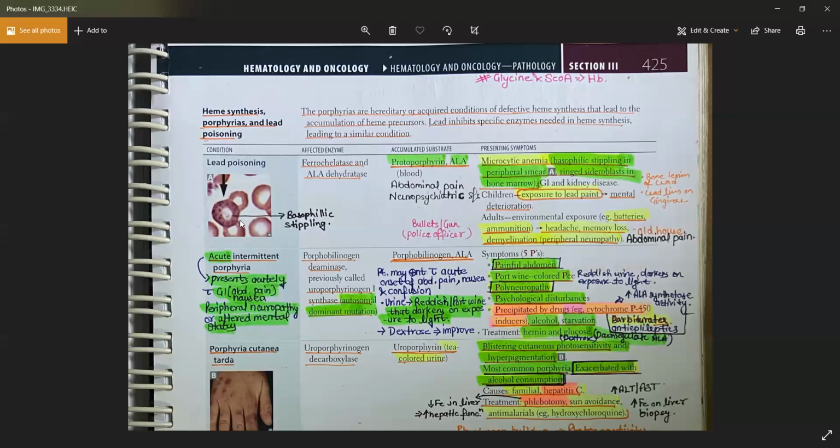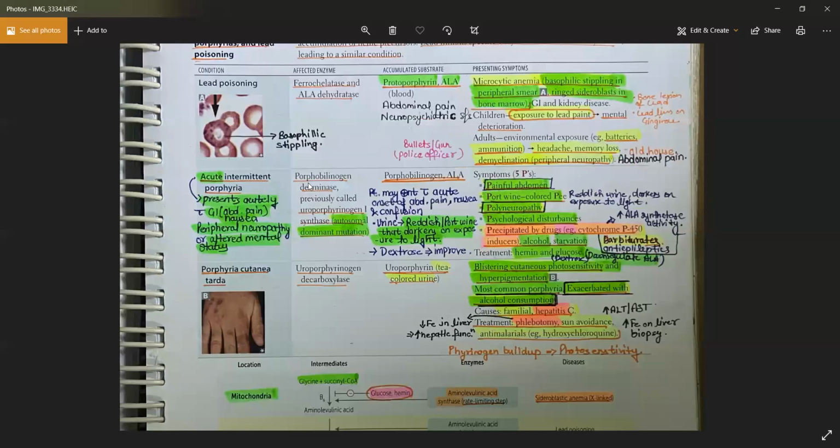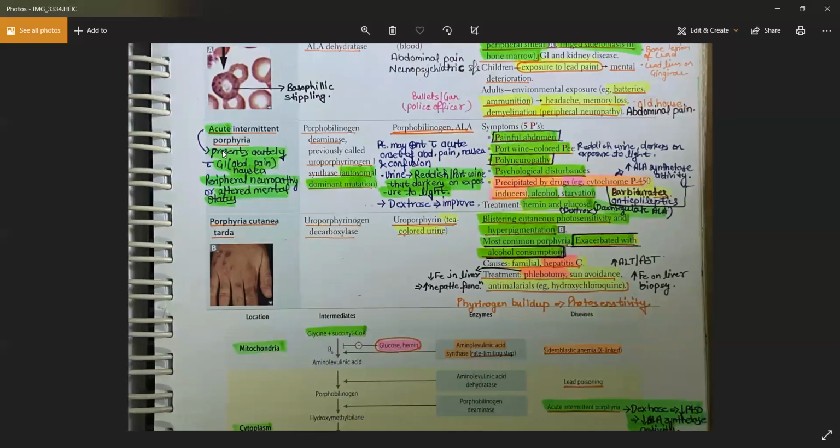And when you do the PBS, you will find basophilic stippling, right? As well as the hypochromic type of anemia. And when you give the patient heme, the symptoms will be resolved. Very important. So that's about lead poisoning. Any doubt? No, thank you. Okay. Then comes acute intermittent porphyria.